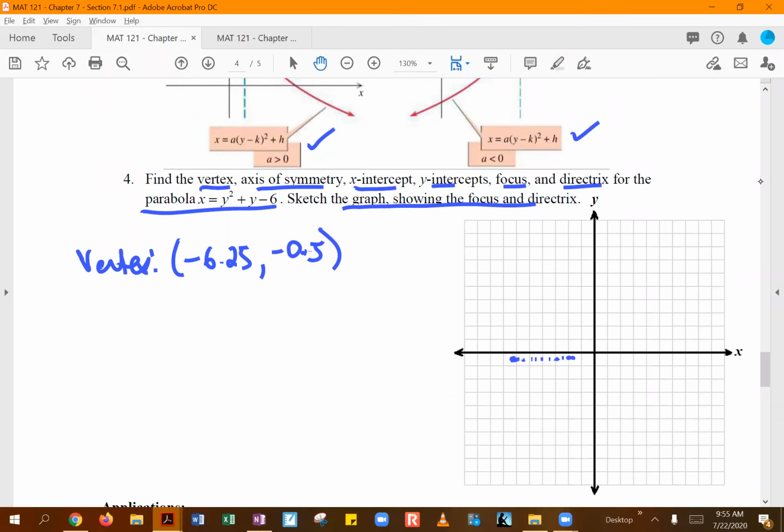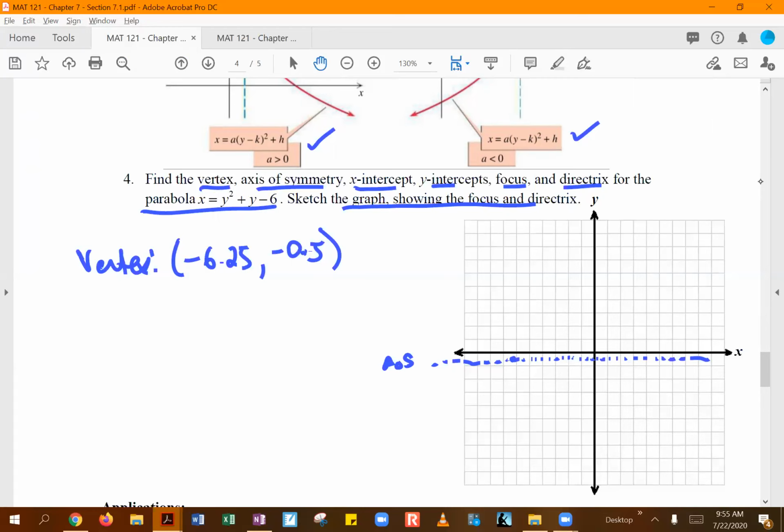This, of course, is our vertex right over here. All right, so we've got the vertex, we've got the axis of symmetry. Now let's go ahead and see what the focus and directrix and those two intercepts are going to end up looking like. Okay, so let's come back over here.